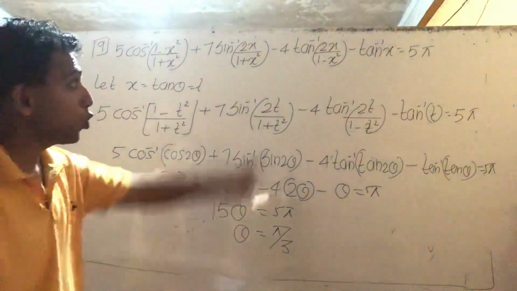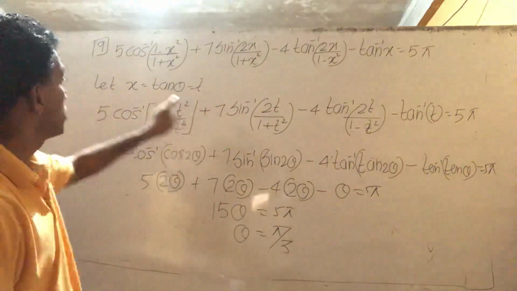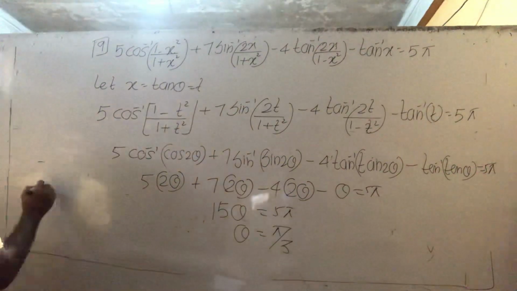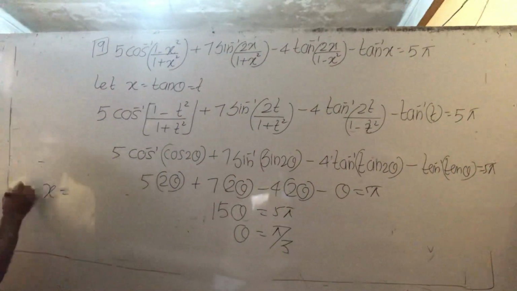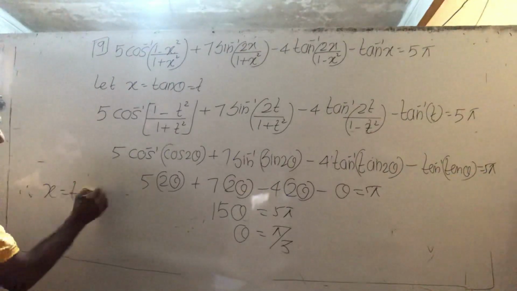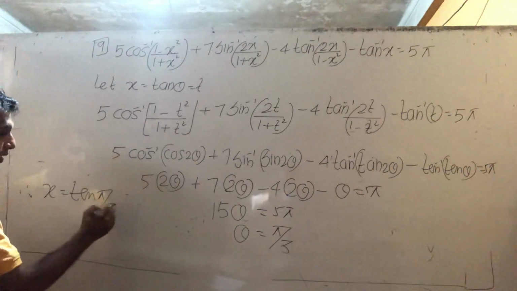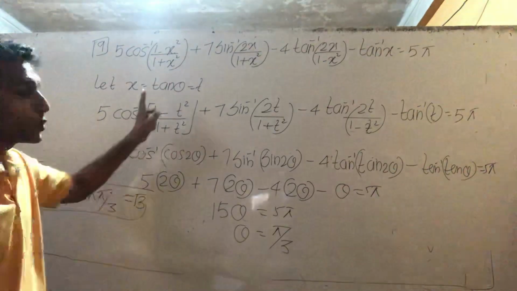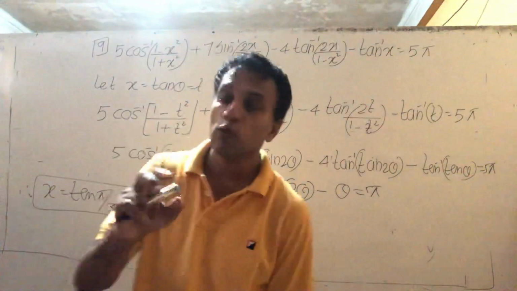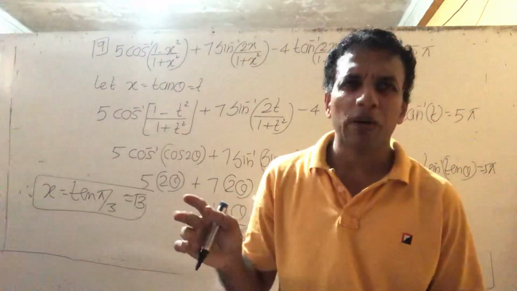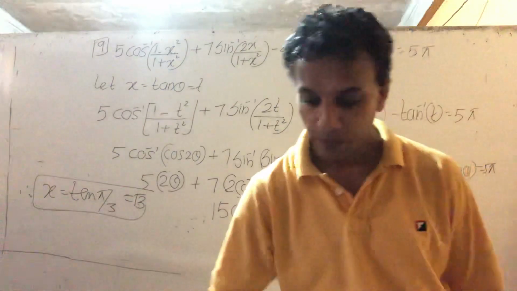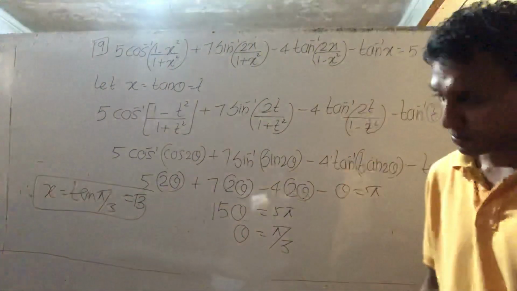So the question is solved. Find the x value. What is x? Tan theta. Therefore x equals tan pi by 3, that is square root 3. So it's the most suitable substitute. If you use any other method, it becomes harder than this pattern. I hope you can see that in your solutions.